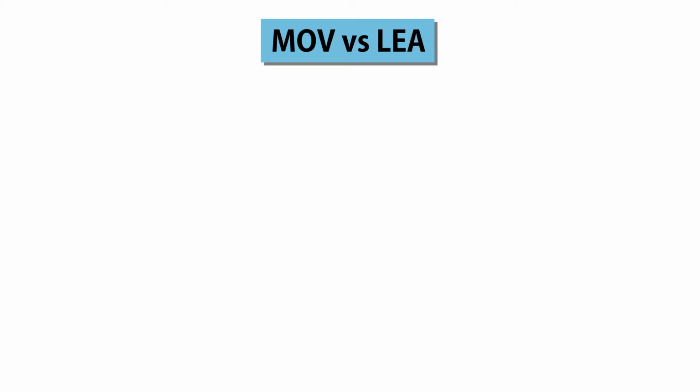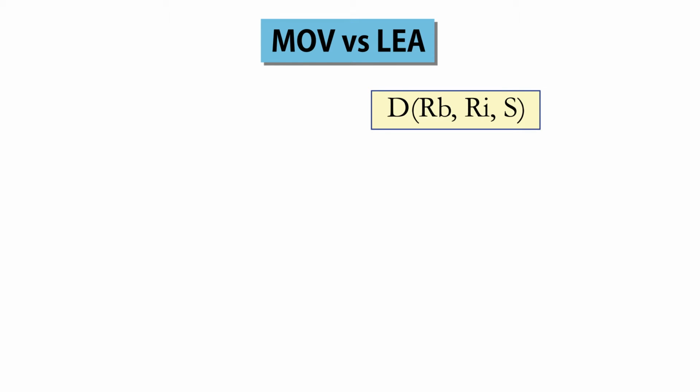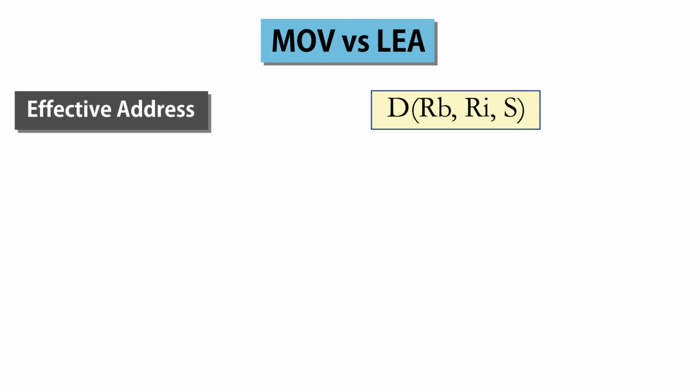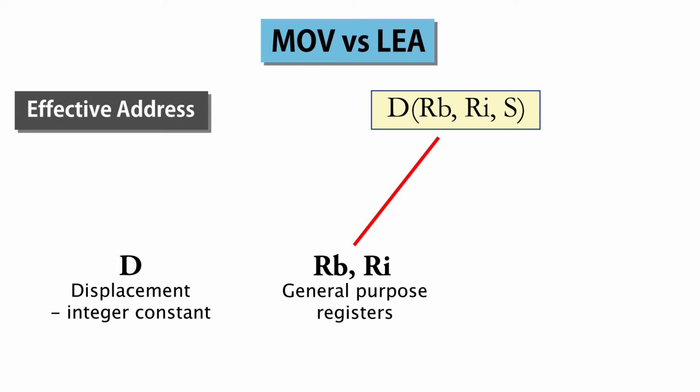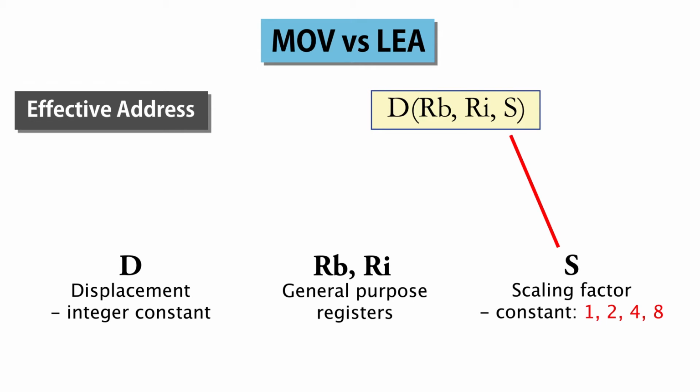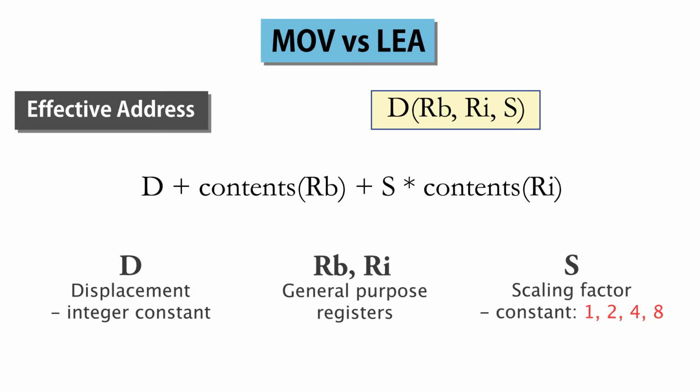First, let's recall that the x86 instruction set architecture contains a number of addressing modes, that is, ways of specifying data. One general form is shown here. This designates a memory address, often called the effective address, as an arithmetic expression of 4 values. D is a displacement, an integer constant. RB and RI are 2 of the x86's general-purpose registers. And finally, S is a scaling factor, which must be a constant, 1, 2, 4, or 8. The effective address is computed as D plus the contents of RB plus S times the contents of RI.